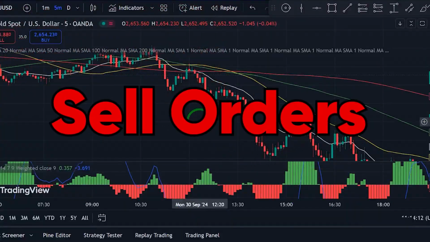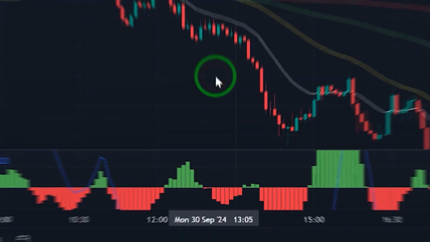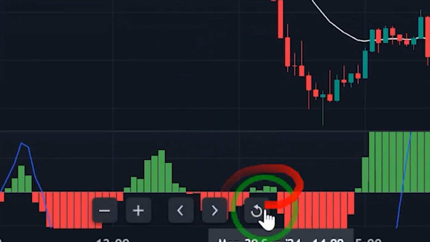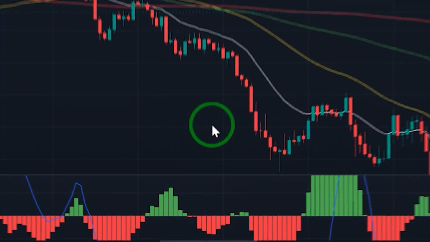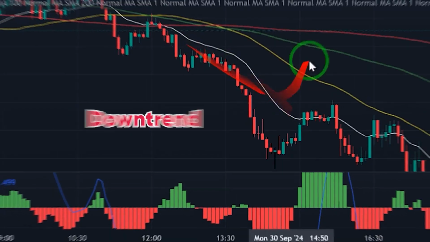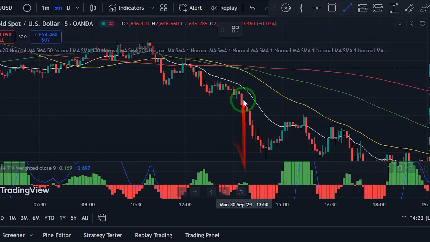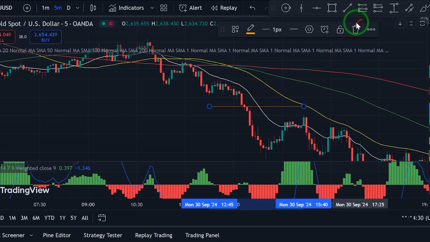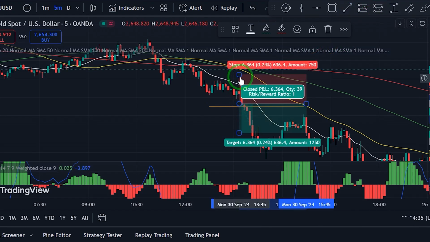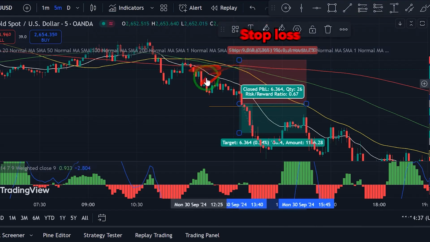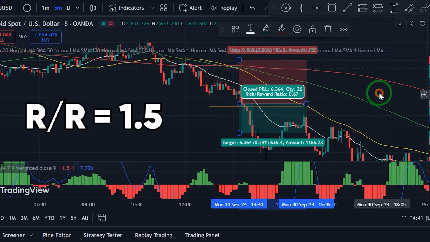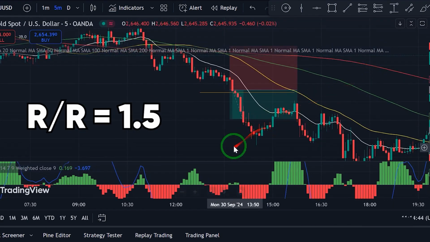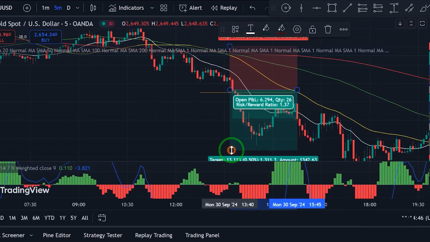For sell orders, as I taught you earlier, we first need to look for a sell signal. After that, we just need to ensure that we are in a downtrend at this point. Once we confirm that both of these conditions are met, we know we have found our entry point for the trade. At this point, we can enter the trade and set our stop loss slightly above the last swing high. For the take profit, we can also set our risk to reward ratio at 1 to 1.5 and wait for our trade to close with a profit.